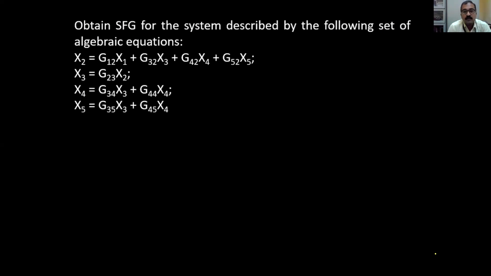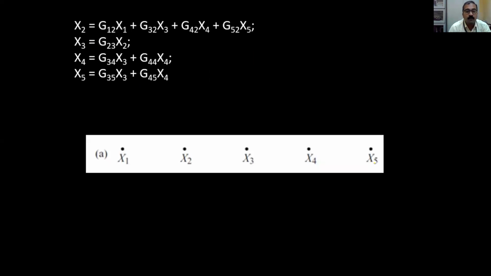How to do that? First you identify the variables. How many variables do we have here? X1, X2, X3, X4, and X5. There are a total of 5 variables, so we must have 5 nodes, because in a signal flow graph, nodes represent the signals. Mark all the signals X1, X2, X3, X4, X5. This is the first step, that is what is shown here. First you have to identify all the nodes.